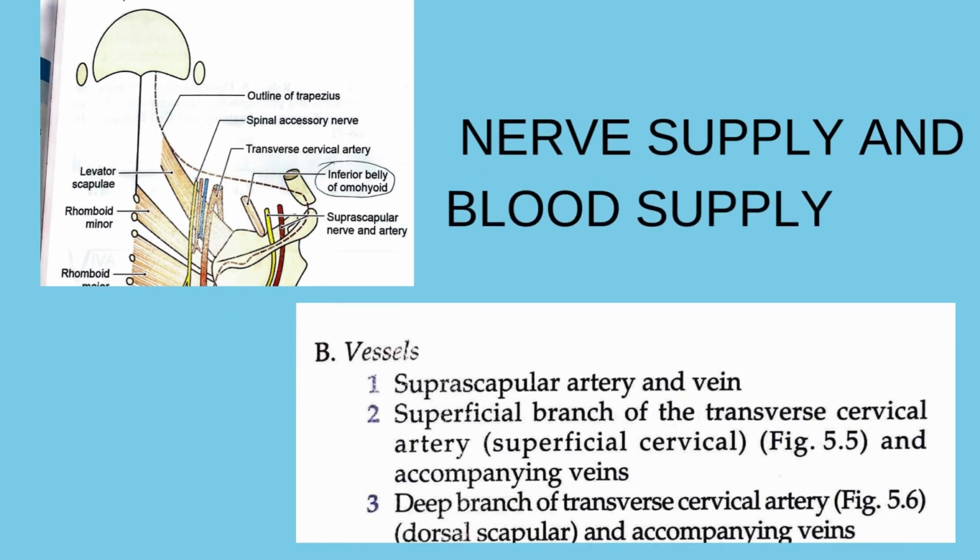Nerve supply of trapezius, spinal part of accessory nerve, branches from C. Blood supply, suprascapular artery and vein, superficial branch of the transverse cervical artery and accompanying veins, deep branch of transverse cervical artery and accompanying veins.